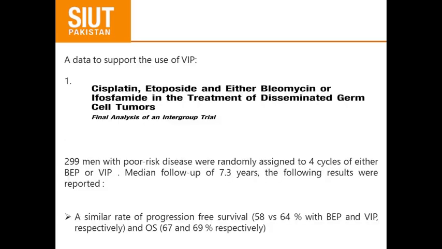Now, ifosfamide, etoposide, and cisplatin can also be used as an alternative to BEP. Now, this comes from a trial. 299 men with poor risk disease were randomly assigned to 4 cycles of either BEP or VIP, and median follow-up was 7.3 years. There was a similar rate of progression-free survival, 58 versus 64%, and overall survival 67 to 69% with BEP and VIP group respectively.